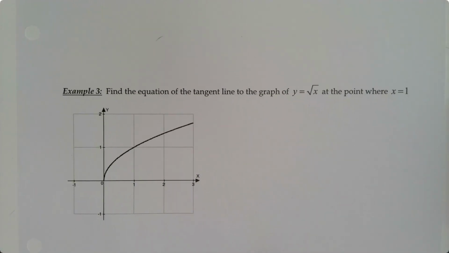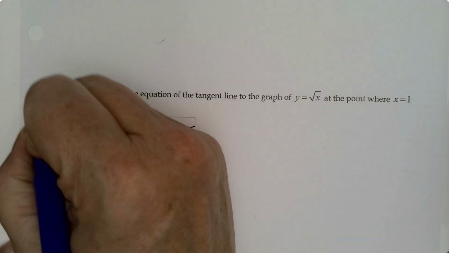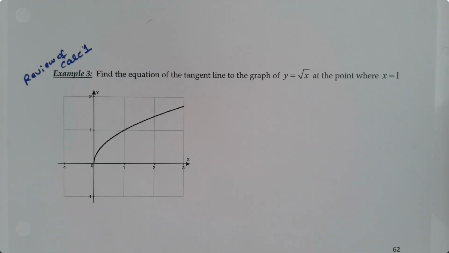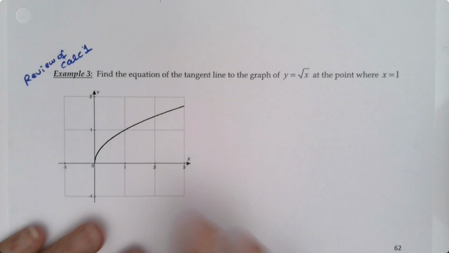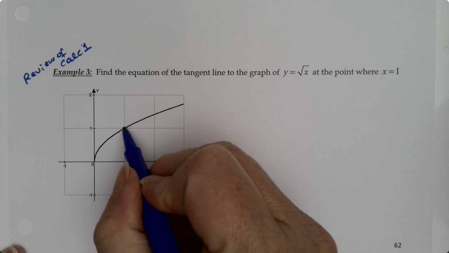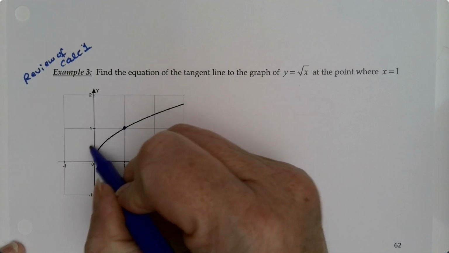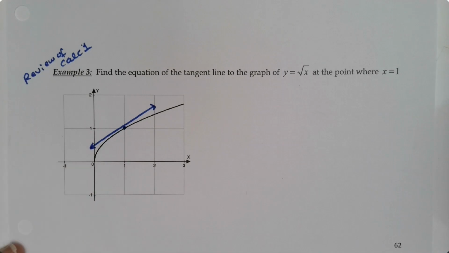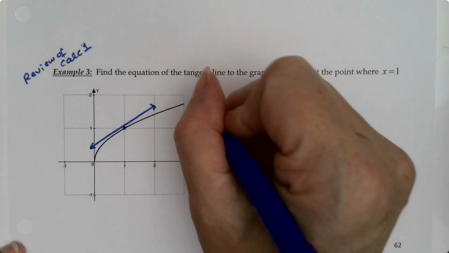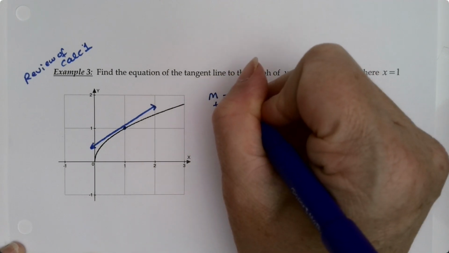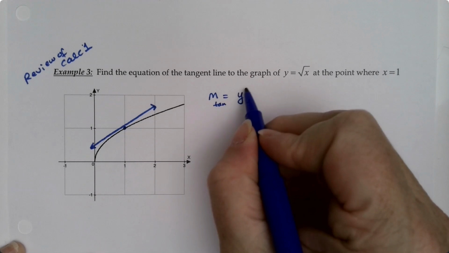So this piece is a review of Calc 1. There's no vectors in this. It says find the equation of the tangent line to the graph y equals square root of x at the point where x equals 1, which is right here. So I can see that there's a tangent line right there, and I want to find the equation of that line. Okay, well, I know that the slope of that tangent is equal to the derivative y prime at 1.